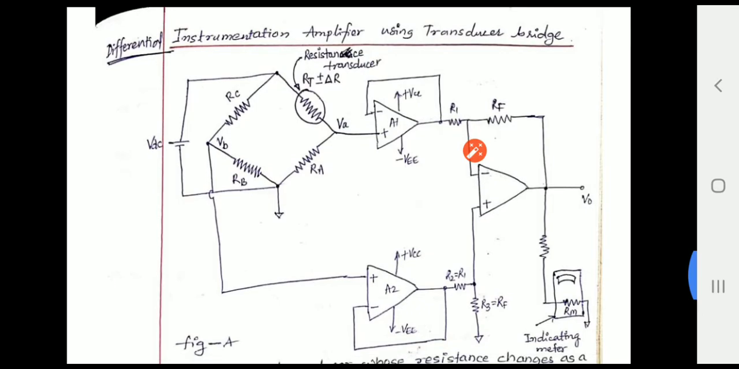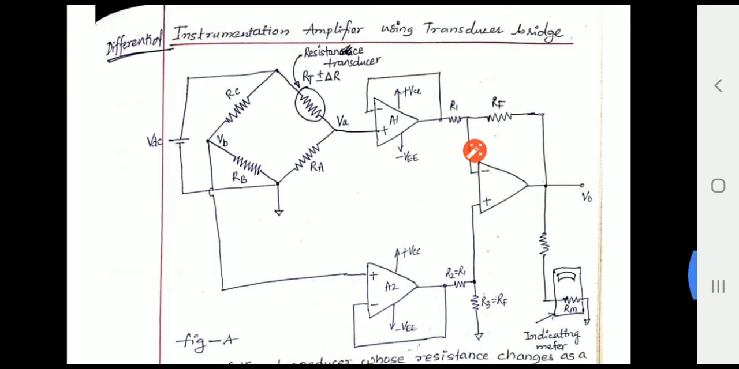Now, this is important. This is the internal circuit diagram of an instrumentation amplifier. We call it a differential instrumentation amplifier using a transducer bridge. We will categorize this into input stage, intermediate stage and output stage. Here this bridge we call the input stage, these op amps we call the intermediate stage, and this meter we call the output stage.